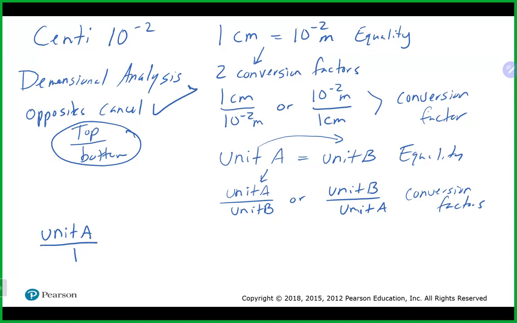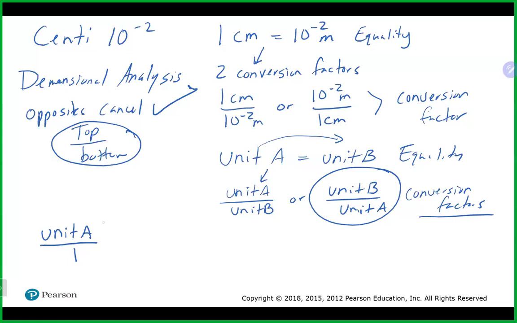So that means I go to my conversion factors and I simply look for the one where unit A is on the bottom, and you will only have one choice. You will never use both conversion factors together in the same problem. Otherwise, you undid your calculation. So you should never use both conversion factors in the same calculation, or you're basically just undoing yourself.